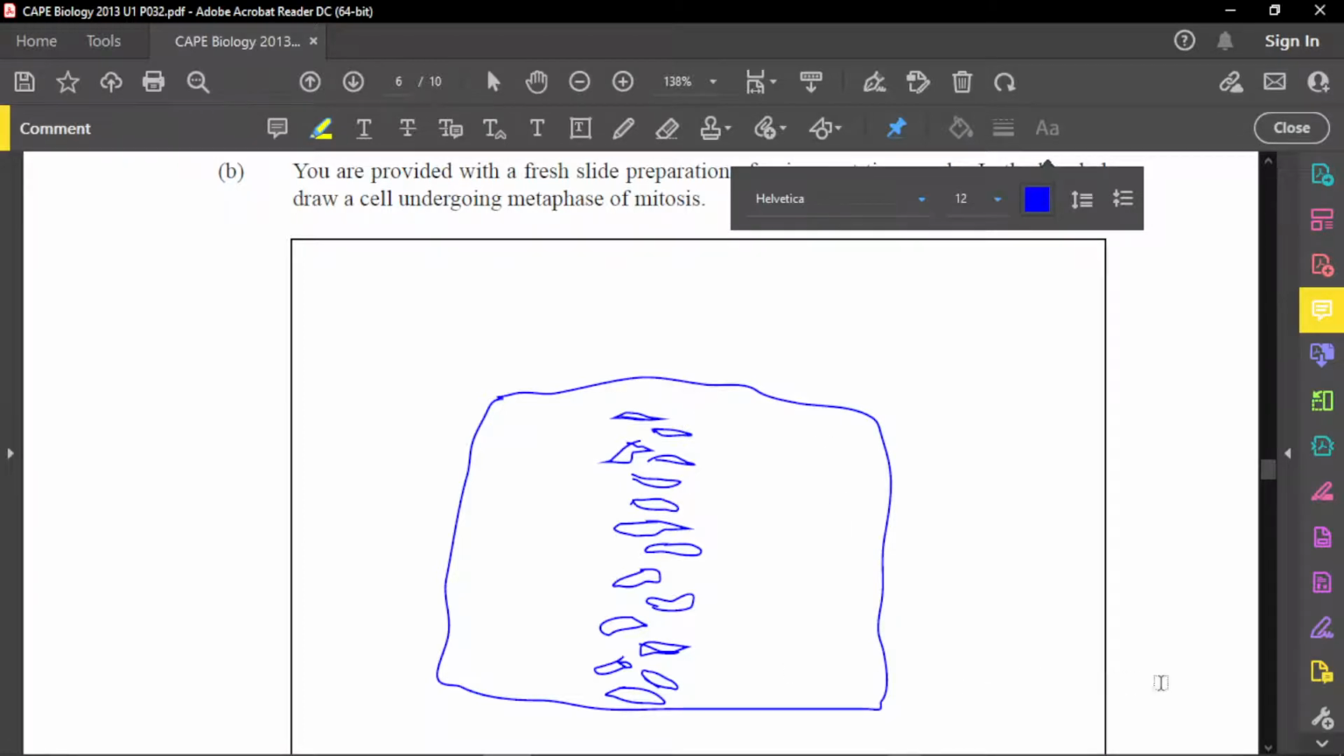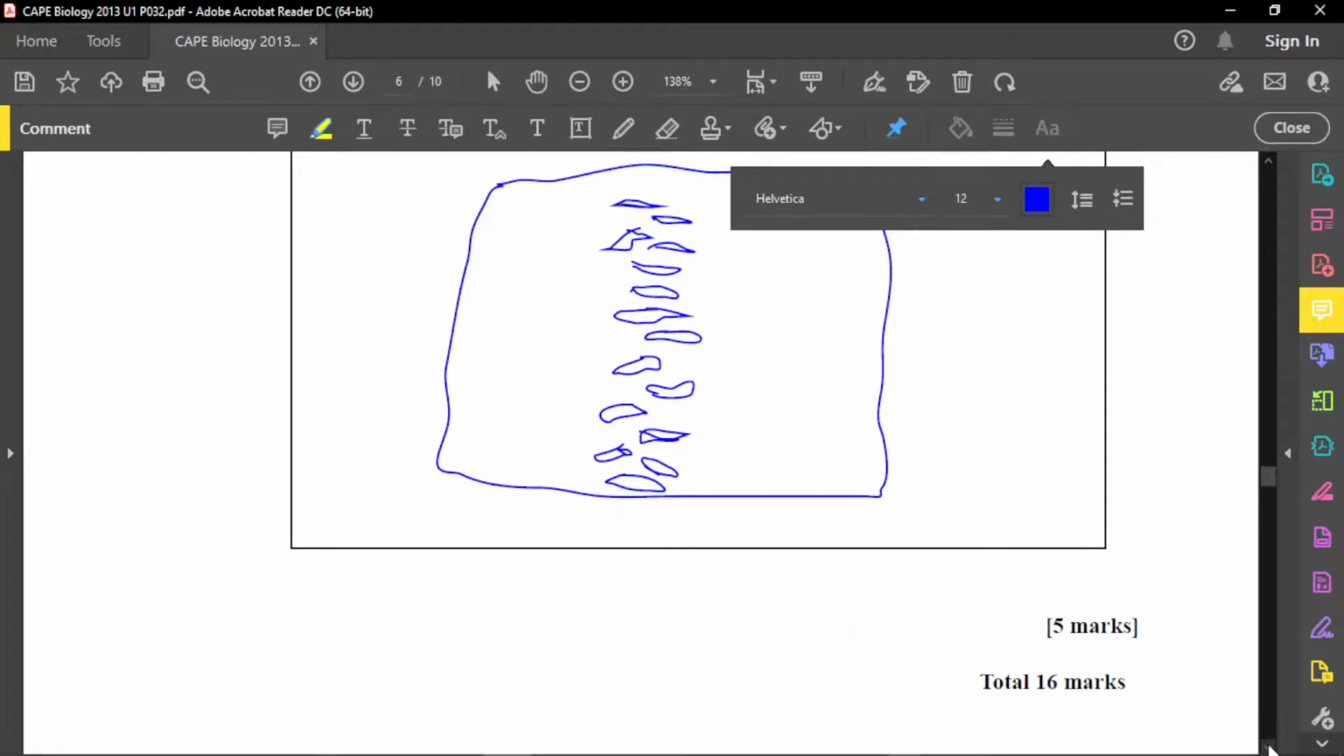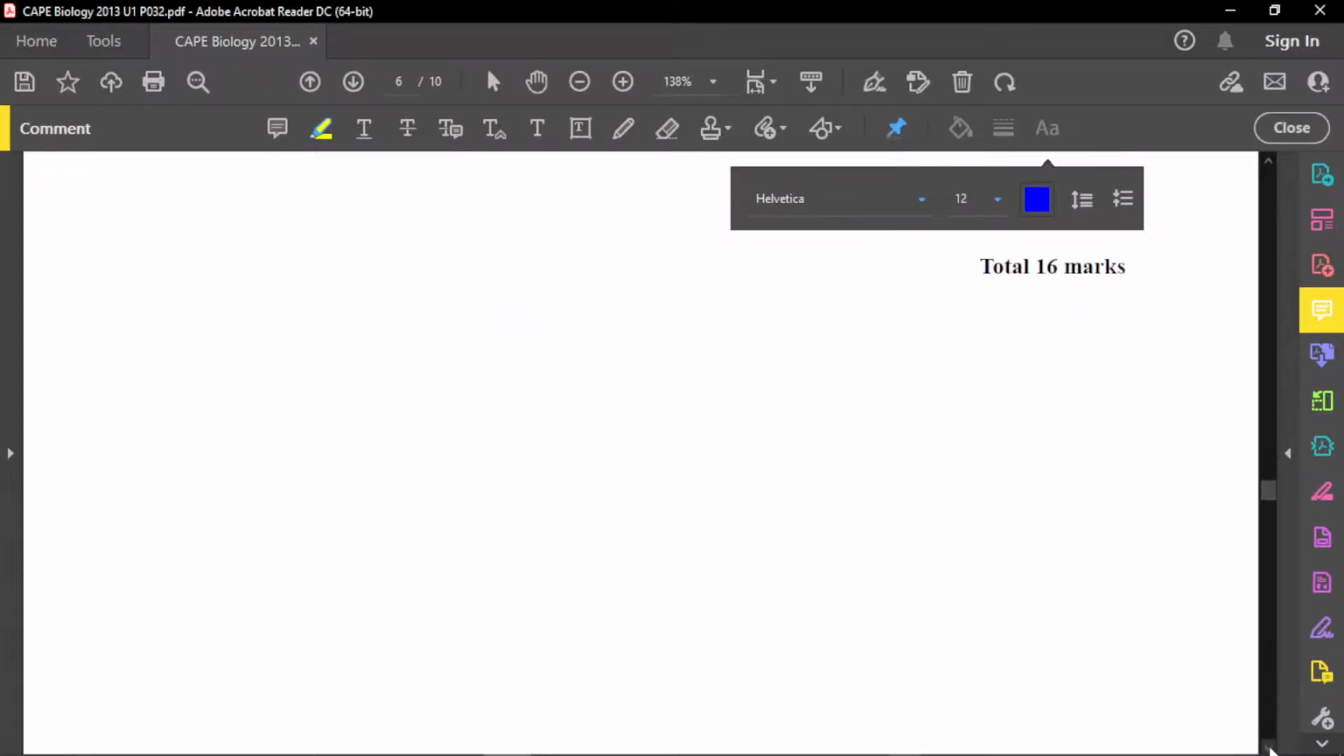Draw a diagram nice and neat. And actually, what you can also do is give a magnification. They did not ask for magnification, but you can also give a magnification, right? There are 5 marks, so make sure you earn those 5 marks, right? Just don't put something on the page and expect those 5 marks.